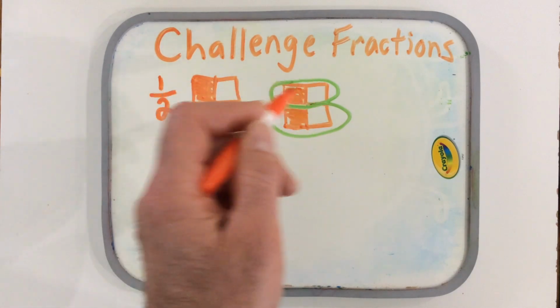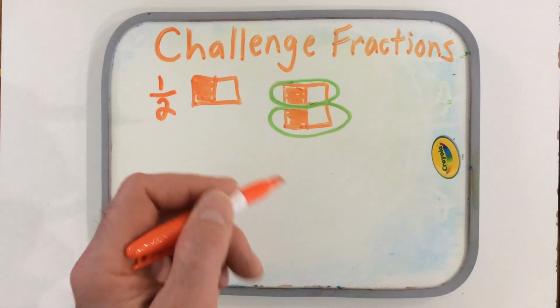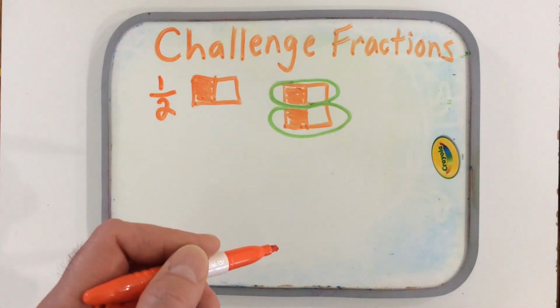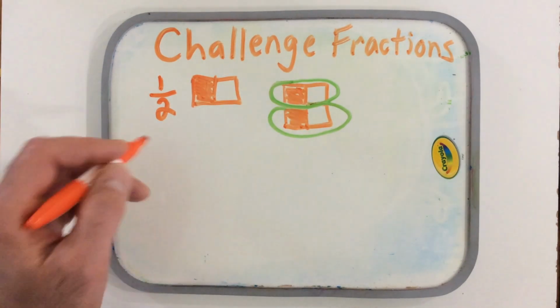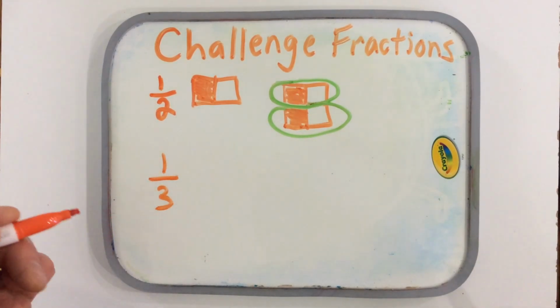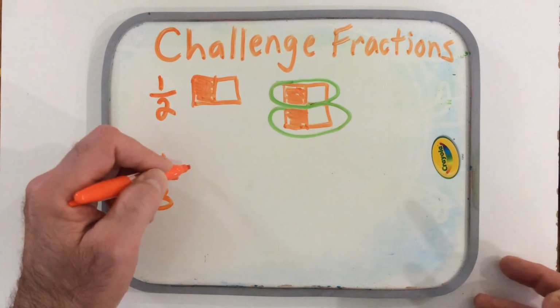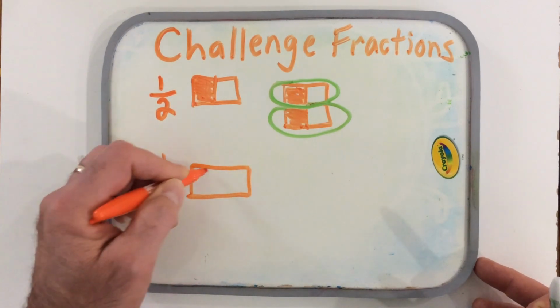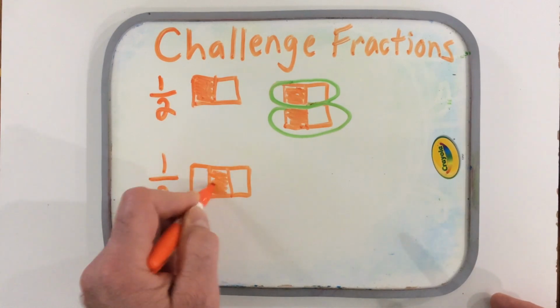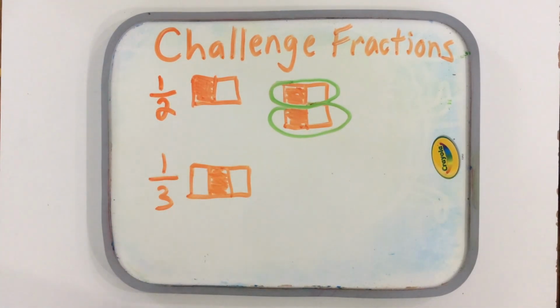I've colored in 1/2 of the squares. There were 4 squares. Half of 4 is 2, so that is 1/2. Okay, and we can continue this with other fractions as well, like 1 out of 3, or another way to say it is 1/3. So what we can do is just color in one of those. There's 1 out of 3, or 1/3.